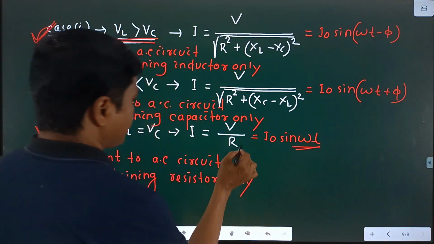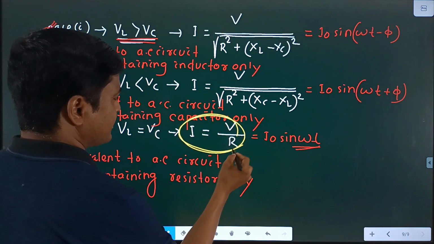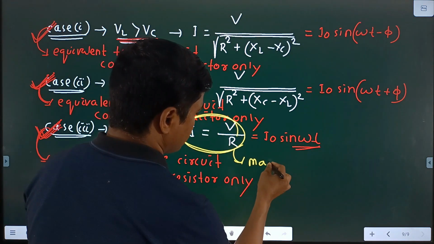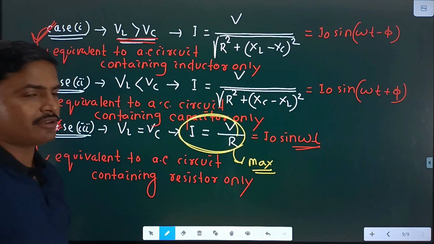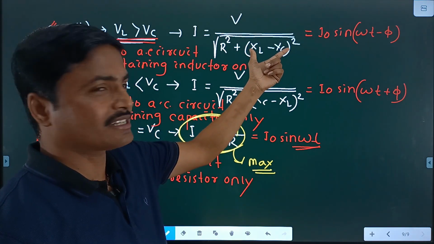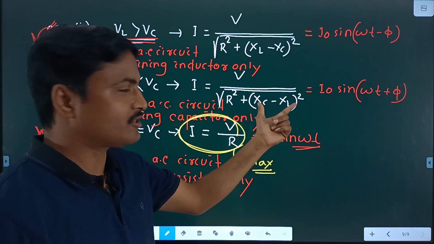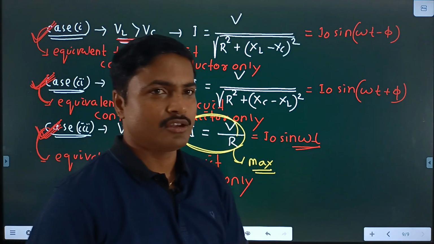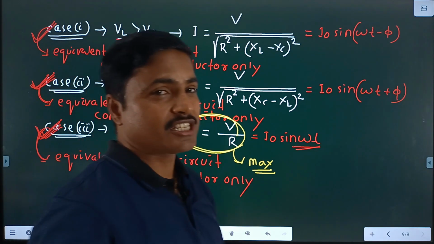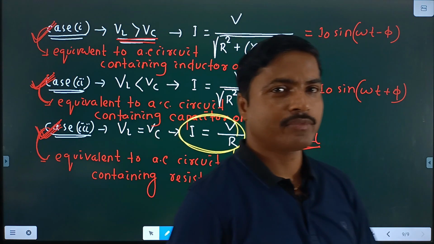And in this case, the expression of the current gives the maximum value. This is the maximum value of the current, because in the other cases there is one extra term, XL minus XC, with R square. Here only R is there. So this expression of current gives the maximum value. Maximum value means that is the resonance condition.